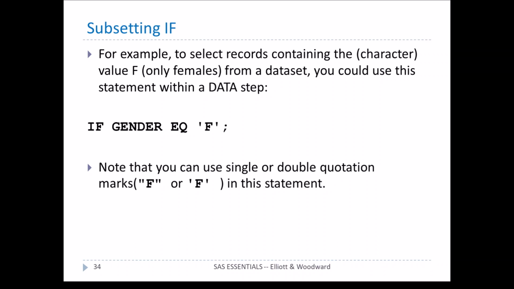For example, to select records containing the value F for females from a data set, you could use this statement, if gender equal F. So as SAS is reading in this data, it's going to read in the variable gender, and it's going to look at the value. If the value is F, it will keep that piece of data, that record. If the value is not F, then it won't keep that data. And so what you've done is you've subsetted the data set and ended up with only a data set with gender equal F, or females.